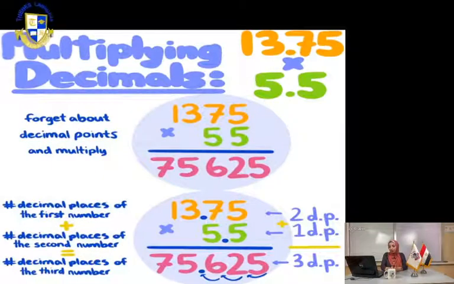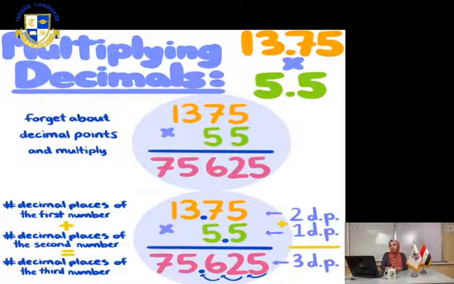13.75 multiply 5.5. The first step, ignore the decimal points. Here we have 1375 multiply 55. The answer is 75,625. Okay. Don't forget the decimal point, please.